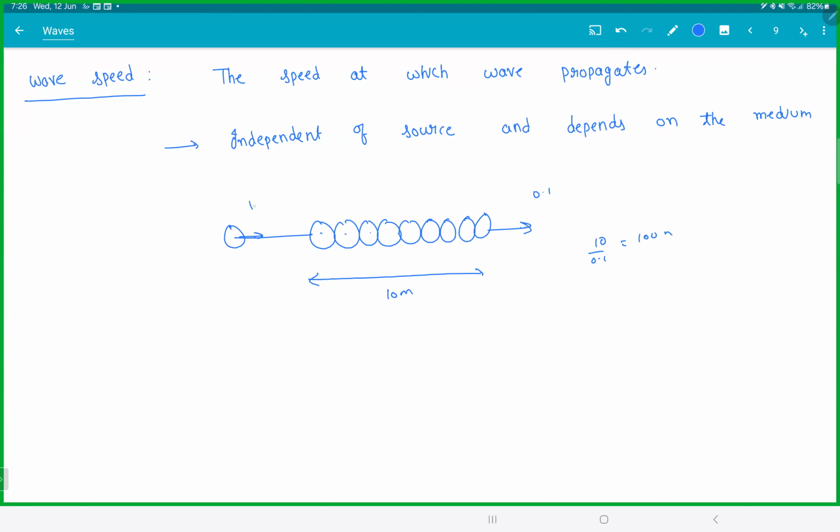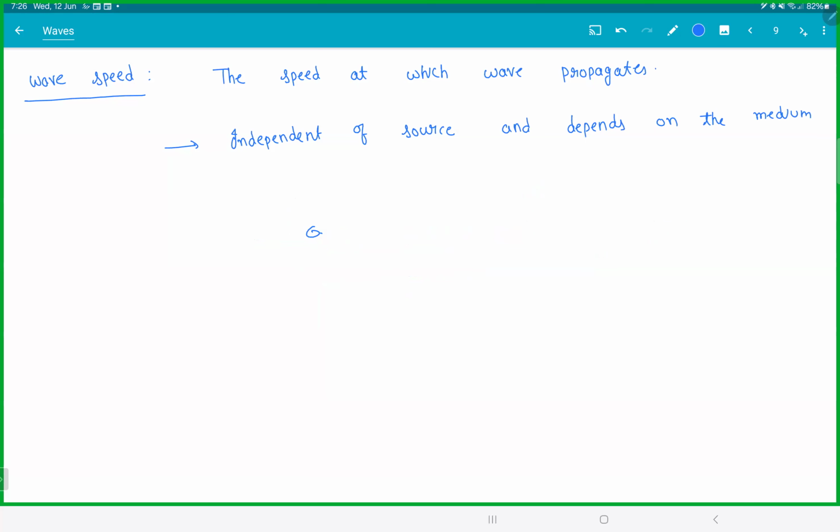Suppose this ball was traveling at 10 meters per second. You will observe that after hitting the first ball, this ball will still move after 0.1 second only. Are you getting the difference? The particle speed is 10 meters per second. Individually, each ball is trying to move at 10 meters per second. But that energy and the disturbance propagated through the balls at a rate of 100 meters per second.